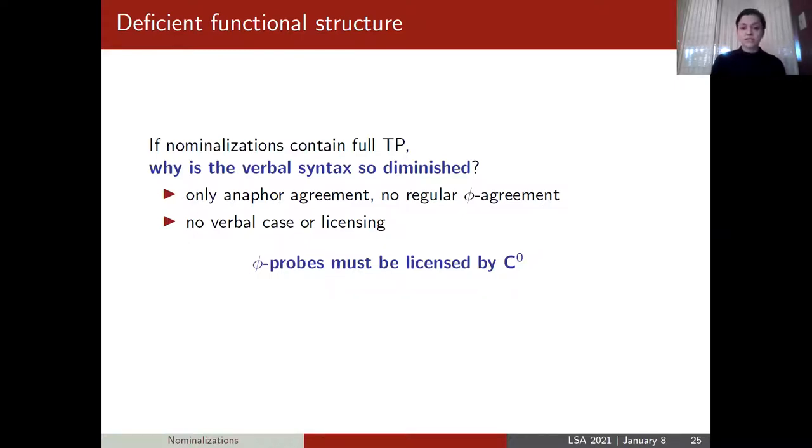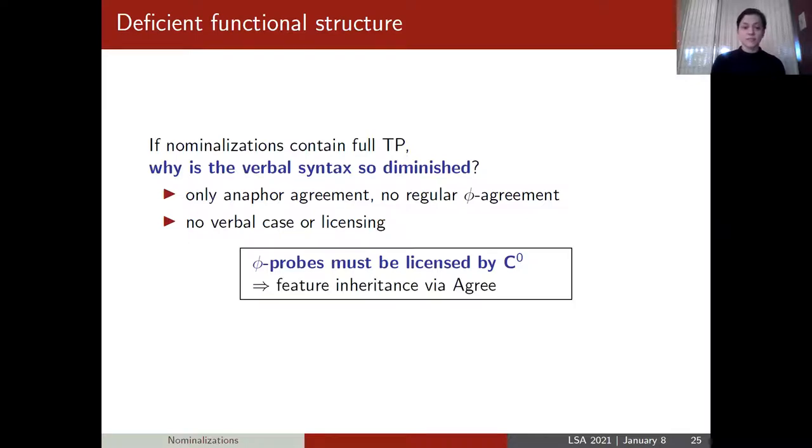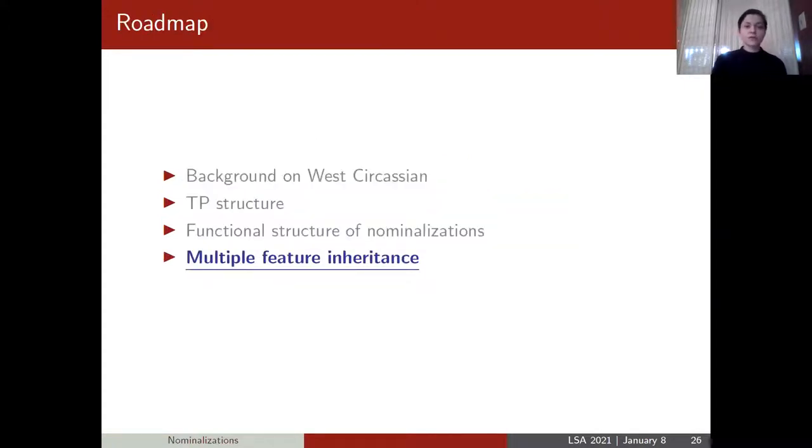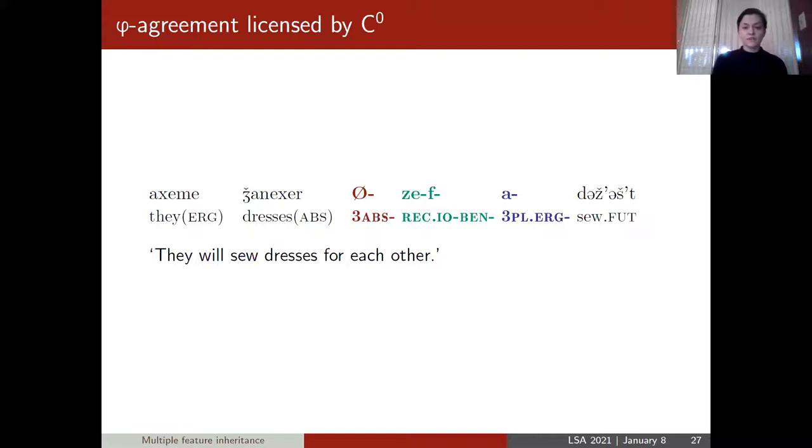What I propose is that the reason for this is that phi probes must be licensed by C. I think a good way of modeling this is by saying that there could be feature inheritance through agree. So here's the core proposal of this talk. First I want to talk about how phi agreement is licensed by C in a full finite clause, so not in a nominalization.